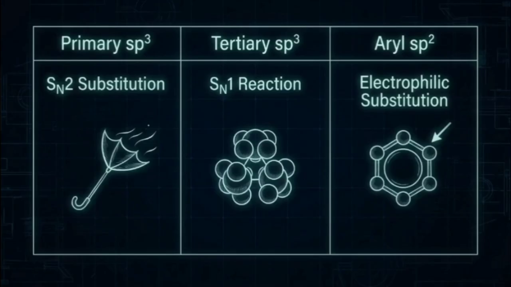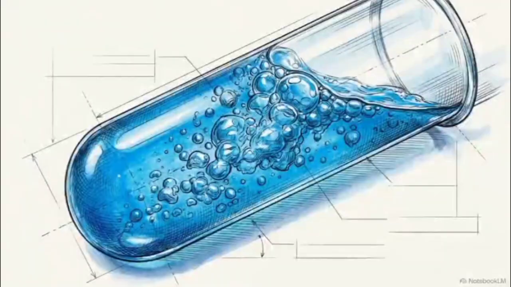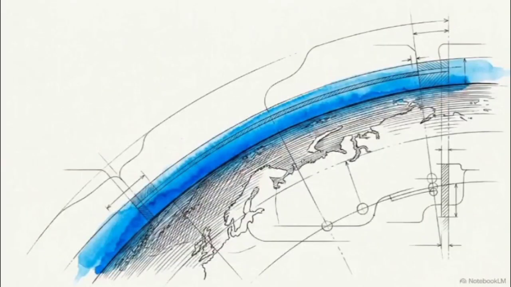This matrix summarizes our model. A primary sp3 carbon dictates an SN2 substitution. A crowded tertiary sp3 carbon forces an SN1 reaction, and an aryl sp2 carbon demands electrophilic substitution. Organic chemistry is the inevitable expression of bond energy, atomic size, and orbital geometry. Once you understand the physical bedrock of the molecule, its behavior, whether in a test tube, a crystal lattice, or the upper atmosphere, is a logical certainty.